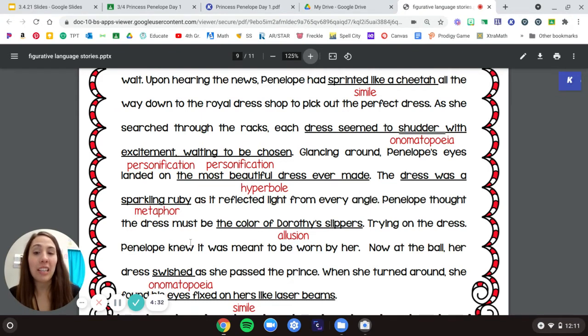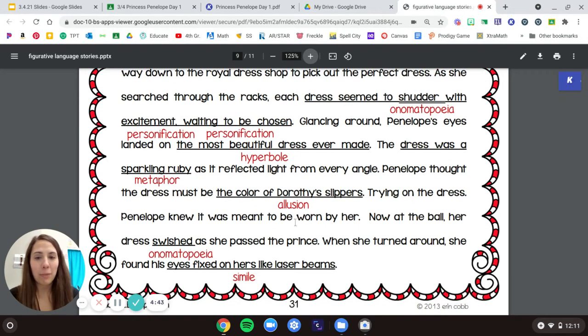The allusion was the color of Dorothy's slippers, talking about the Wizard of Oz. It's alluding to the Wizard of Oz. Our next onomatopoeia was swished. And our final figurative language was simile, fixed on her like laser beams. Like just straight on her as fast as they could and focused.